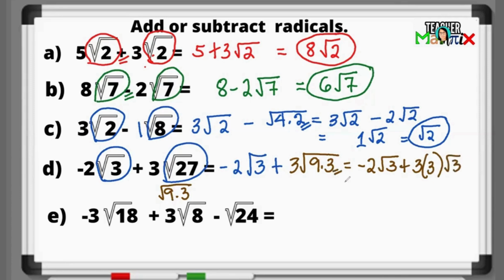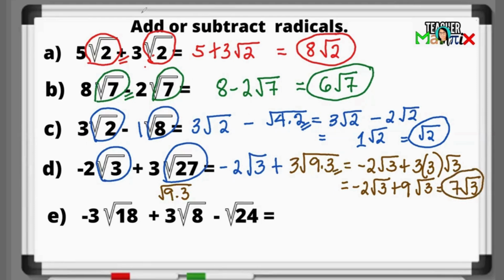Then simplify. Negative 2 square root of 3 plus 9 square root of 3. Since they are the same, simply copy the radicand and then simplify the coefficients. Negative 2 plus 9. So their sum is positive 7. So this is now the final answer.